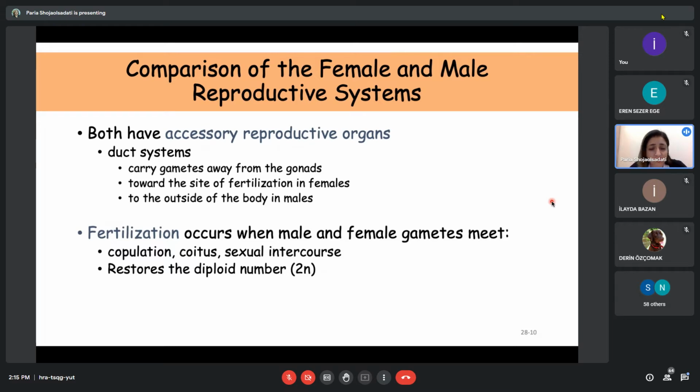Fertilization occurs when the male and female gametes meet each other and make a new cell that has a diploid, or 2n, number of chromosomes. The initial cell of the baby is named a zygote.